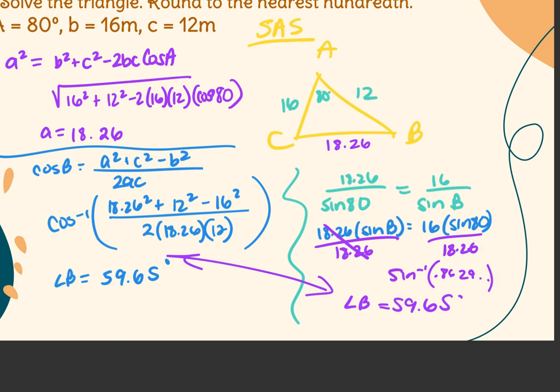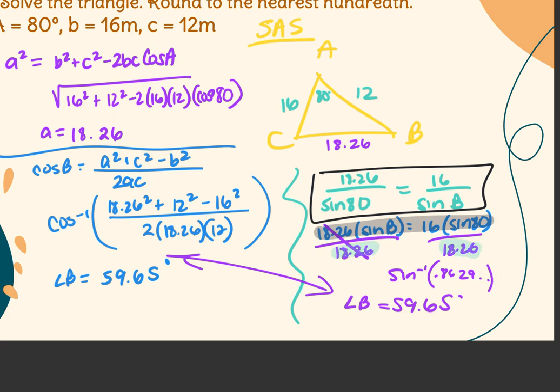On the right? Law of sines. Why is there like a 16 and 18? I think I missed something because I was doing that. This is law of sines. So this. Cross multiplied and then divided. So cross multiplied, I got this statement. And then to isolate the sine of B, I have to divide both sides by 18.26.